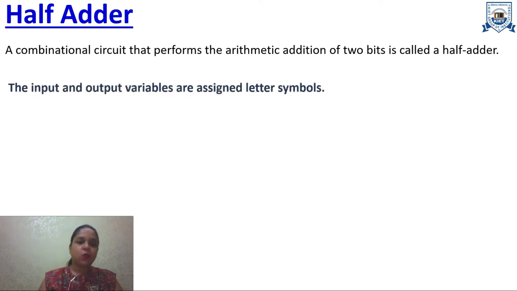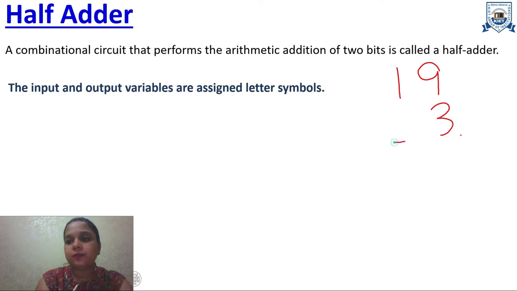The next step to design the combinational circuit is that input and output variables are assigned letter symbols. It means you must know the count of inputs and the count of outputs to design this combinational circuit. Now it is defined that the number of inputs in this half adder will be 2. But what about the output variables? To understand the count of output variables, I will take one example, that is 9 plus 3. As you know, 9 plus 3 is 12.